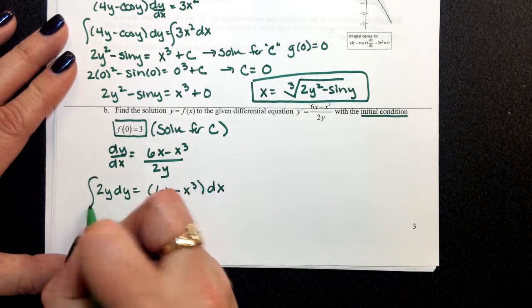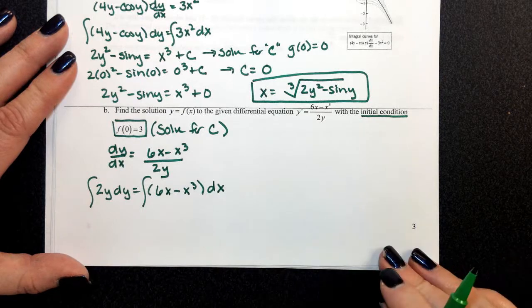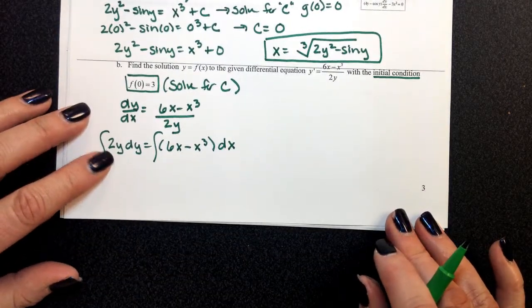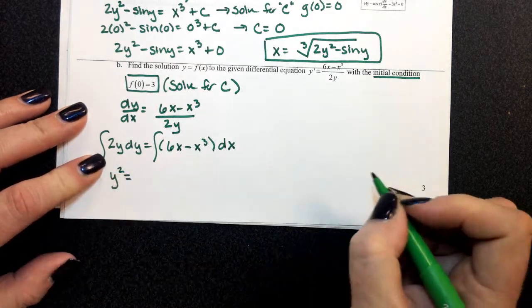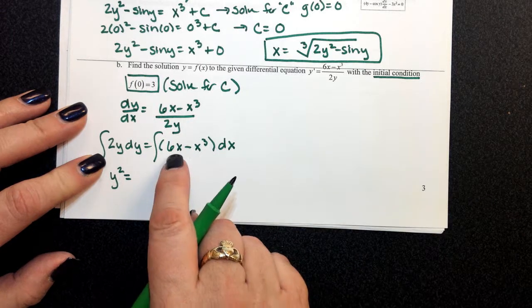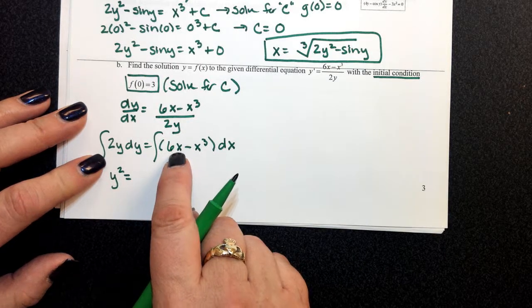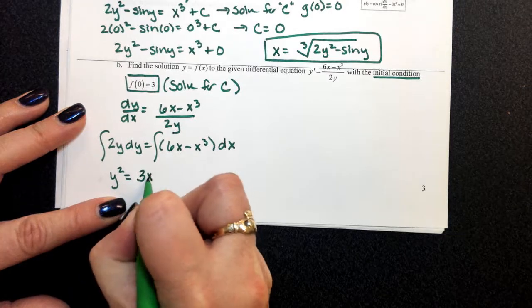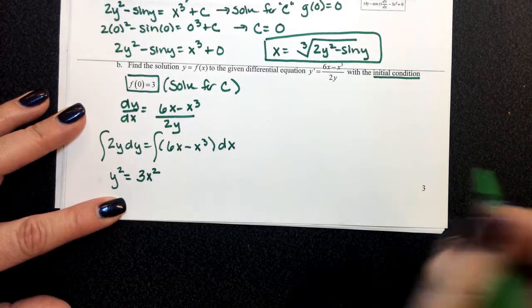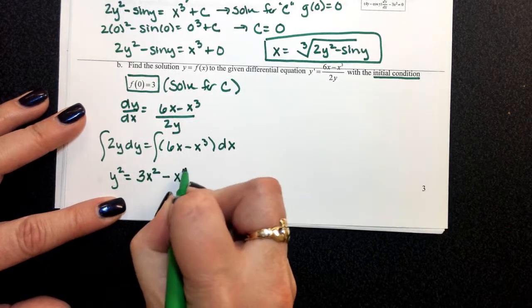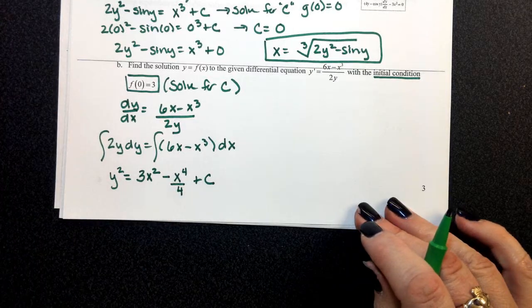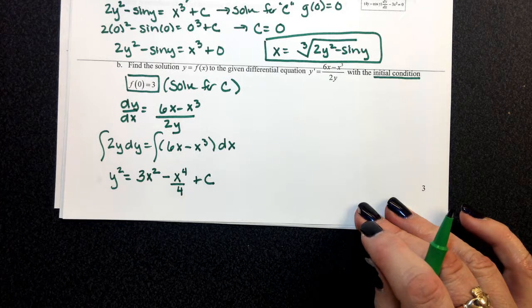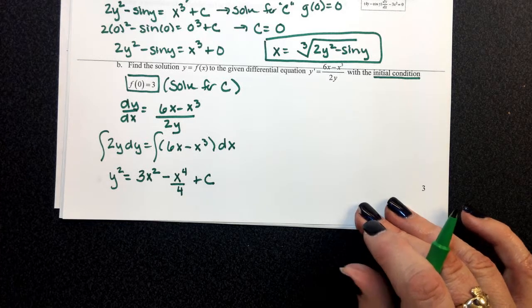Now I'm going to integrate. So when I integrate 2y, that's going to give me 2y squared over 2, or just y squared, equals. Again, when I integrate 6x, that's going to give me 6x squared over 2, or just 3x squared, minus x to the fourth over 4 plus c. Any questions on what I've done here?